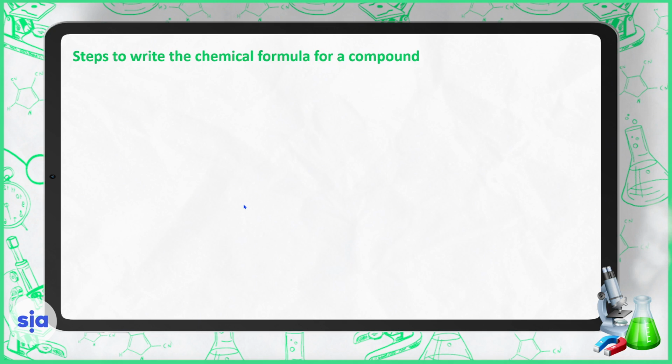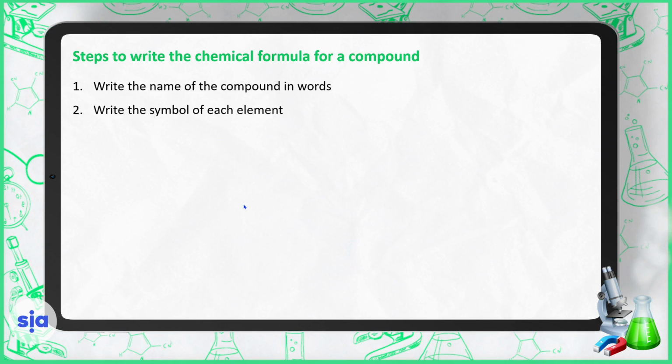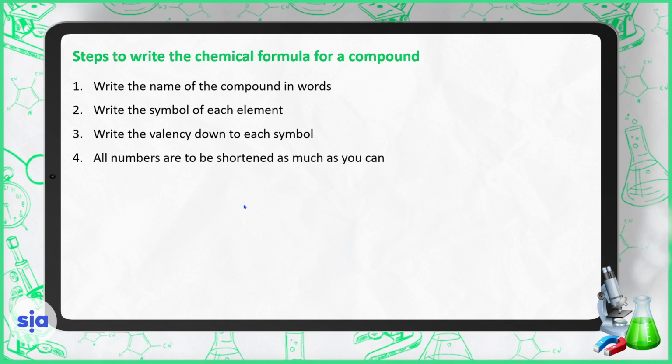Steps to write the chemical formula for a compound. We write the name of the compound in words, and then we write the symbol for each element. And then we write the valency down to each symbol. All numbers are to be shortened as much as you can. And then we interchange the written numbers. And remember that digit 1 is not written.